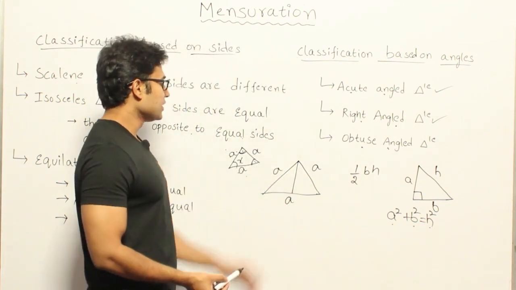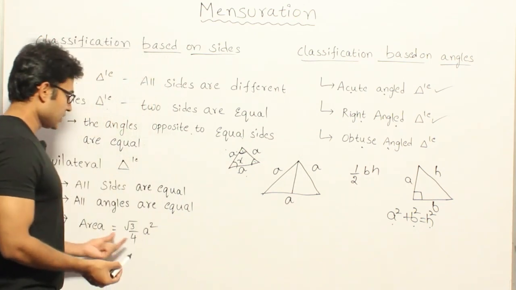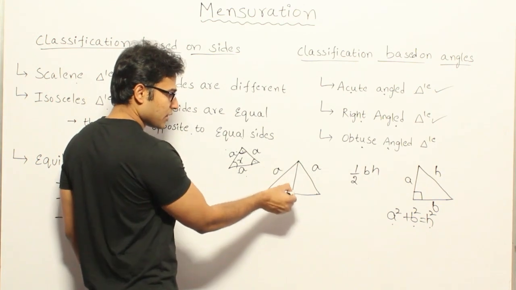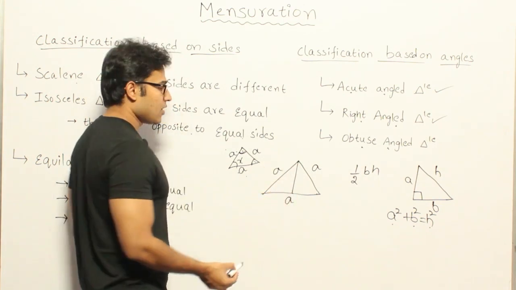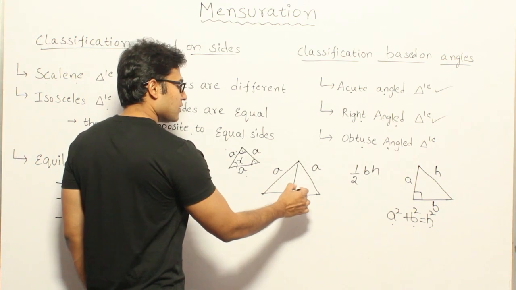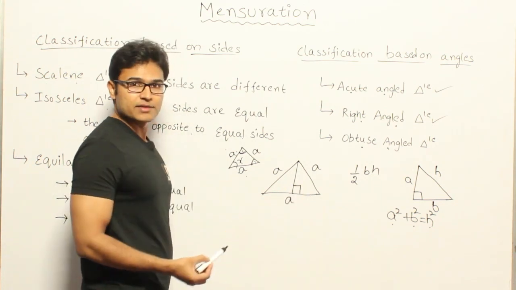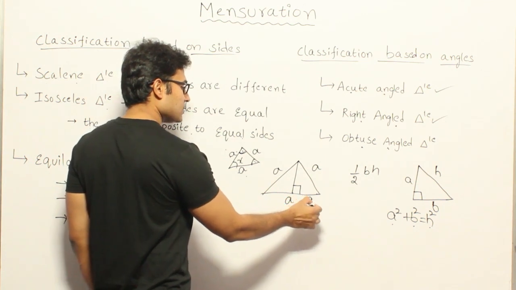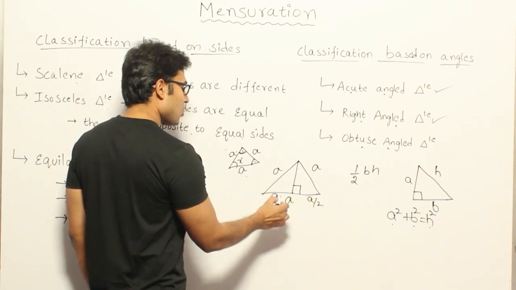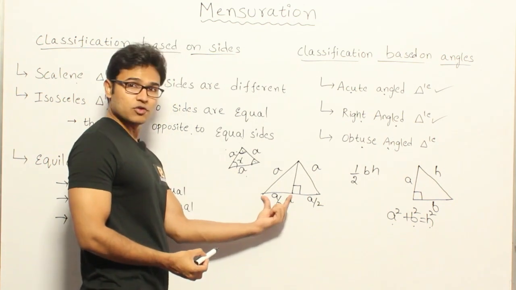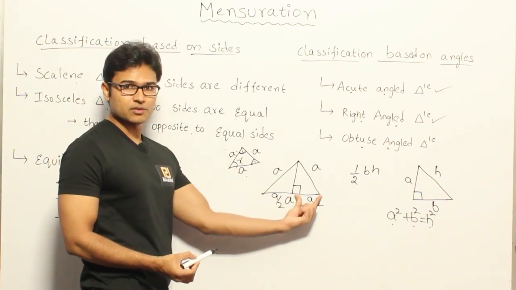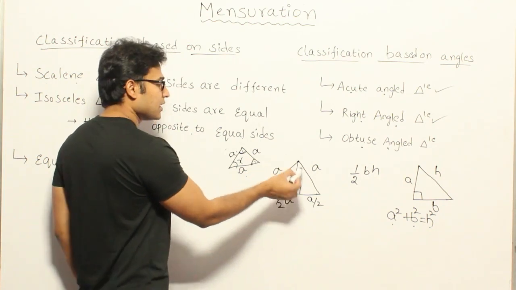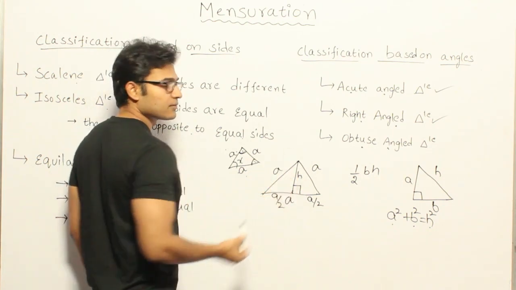Okay. Now coming to this equilateral triangle, we are trying to prove that its area is root 3 by 4 A square. Once I drop a perpendicular from this point to this side, since it is a perpendicular, the angle is 90 degrees. Also this perpendicular is going to divide this side into two halves. So the size of this one is going to be A by 2 and the size of this one is going to be A by 2, right? Now what is height? The length of this one is the height. Let's call it H.